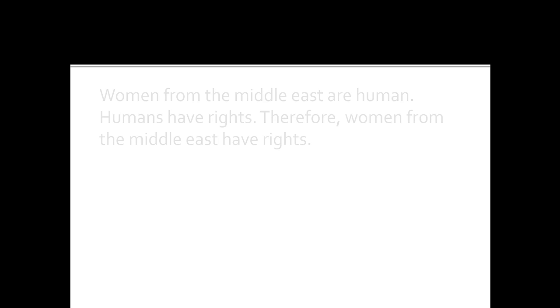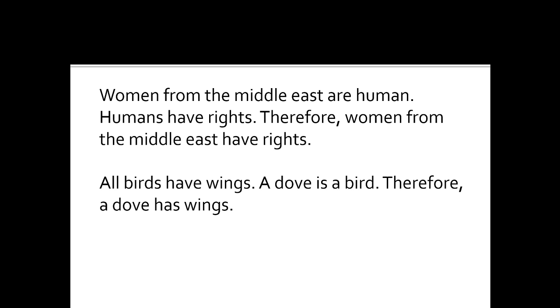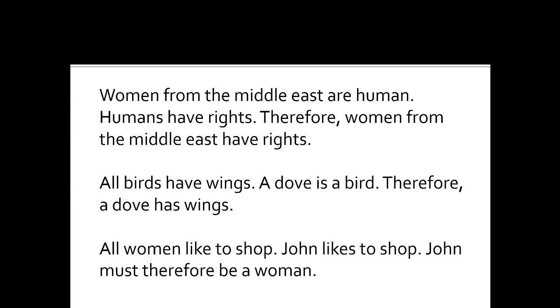So let's go over a couple of other examples. Women from the Middle East are human. Humans have rights. Therefore, women from the Middle East have rights. How about this example? All birds have wings. A dove is a bird, therefore a dove has wings. Finally, all women like to shop. John likes to shop. John must therefore be a woman. So remember what we talked about: validity, truth, and soundness. So my question to you, are these arguments sound or unsound?